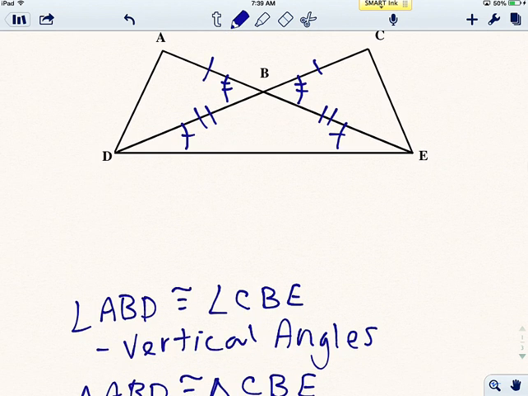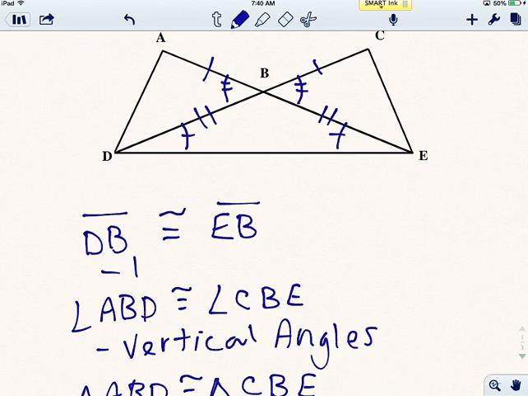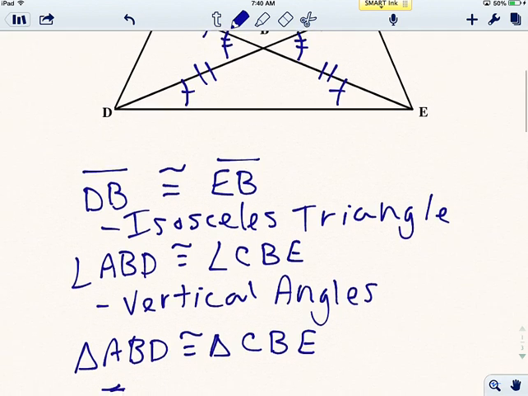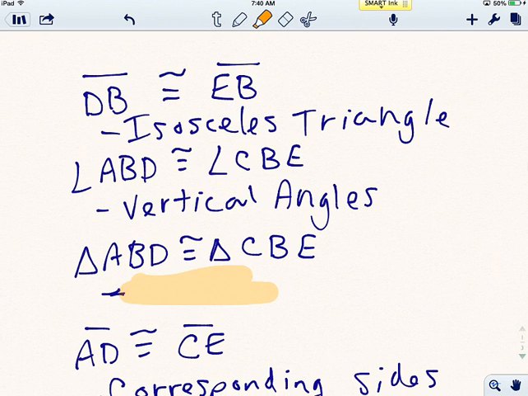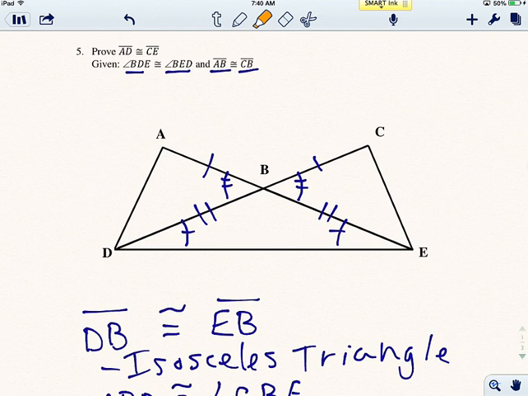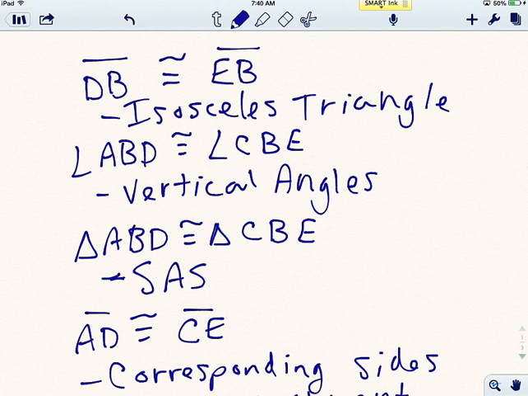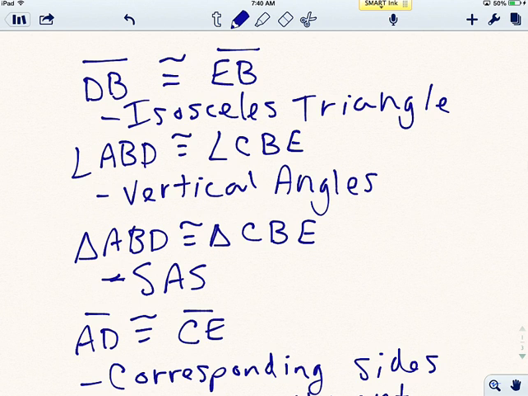So let's go ahead and write down what we did. We said that segment DB was congruent to segment EB, and the way that we knew that was that they're part of an isosceles triangle. Okay, cool. And now, the one thing we didn't write in yet is what this piece of the proof is going to be. If I look back up here, how can I prove that these two triangles are congruent? Well, now I have a side, an angle, and a side. So it gives me side, angle, side. I'm going to put in side, angle, side as my reason. And that's it. That's good enough. All right.